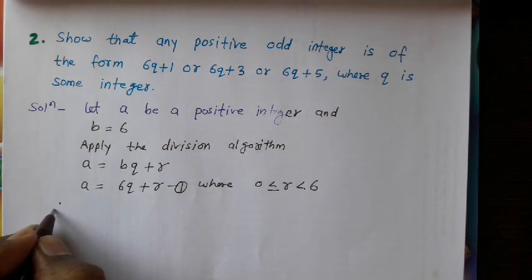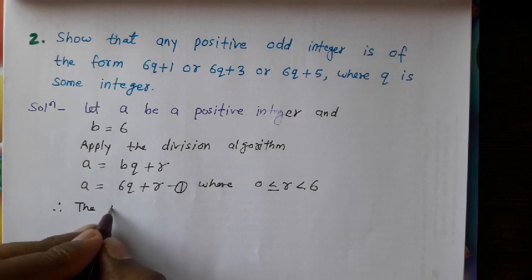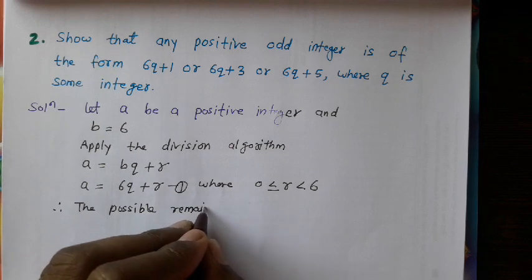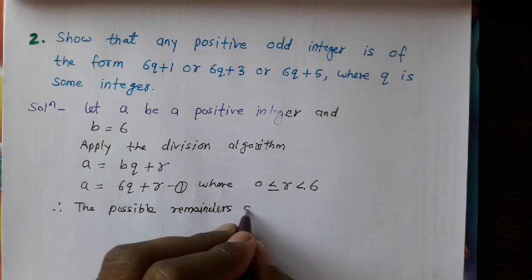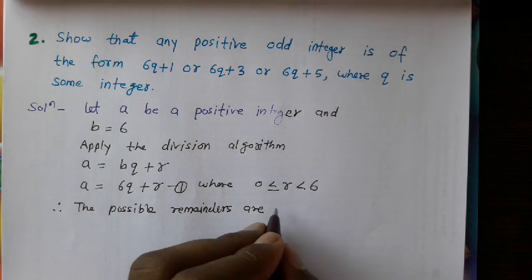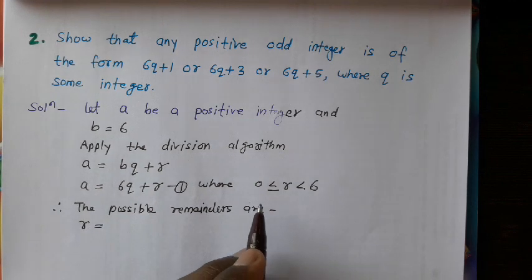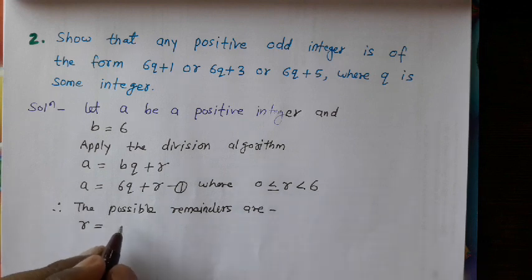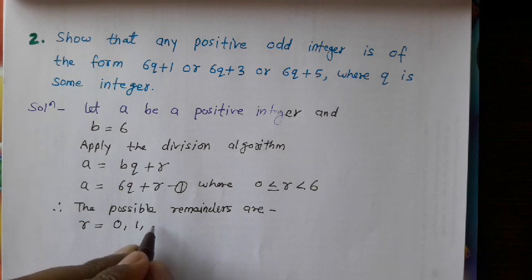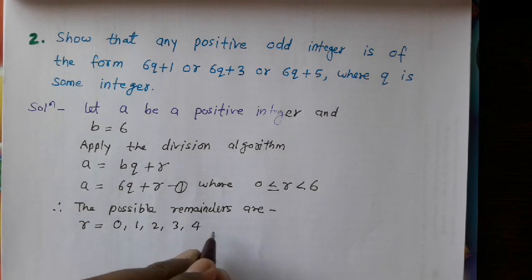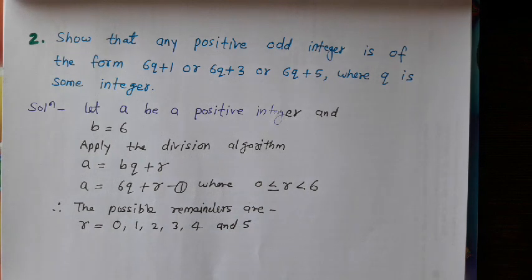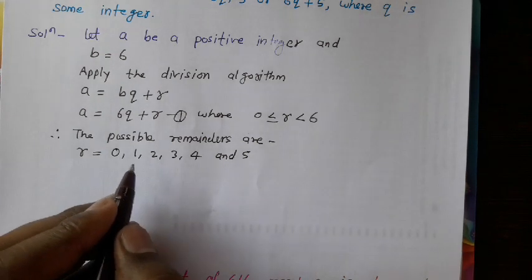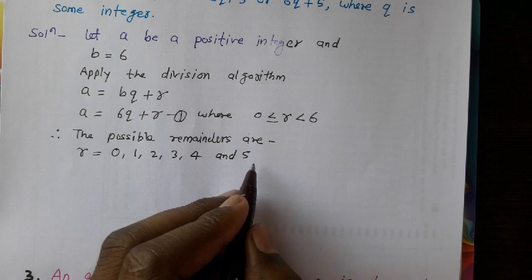Therefore the possible remainders are: the value of r is greater than or equal to 0 and less than 6, which means 0 to 5: 0, 1, 2, 3, 4 and 5. These are the possible values of r.